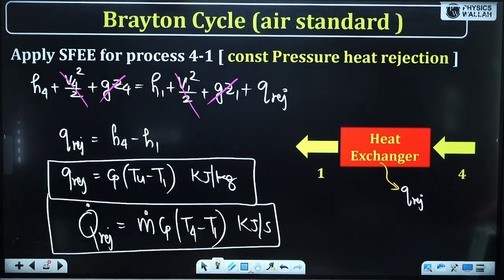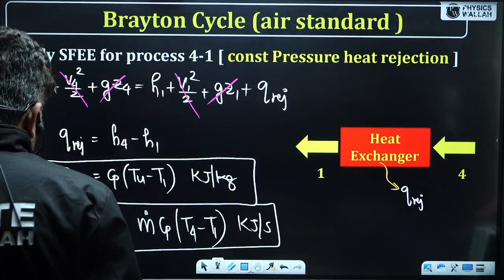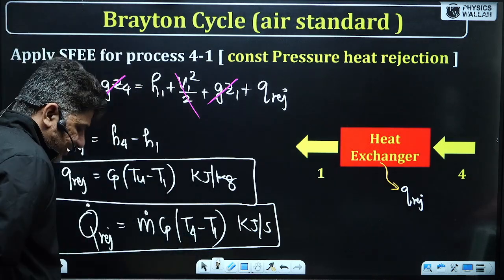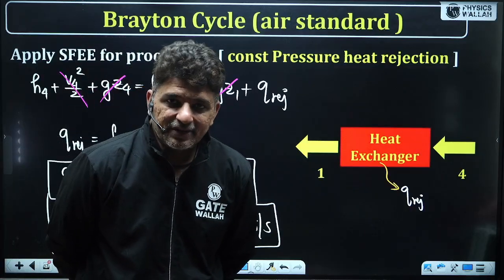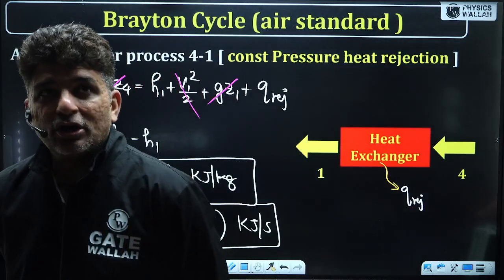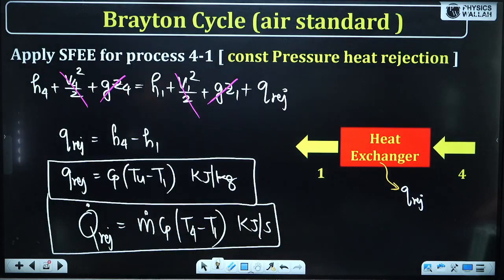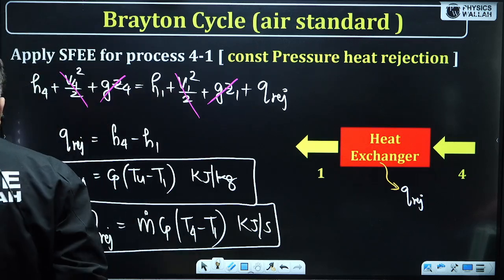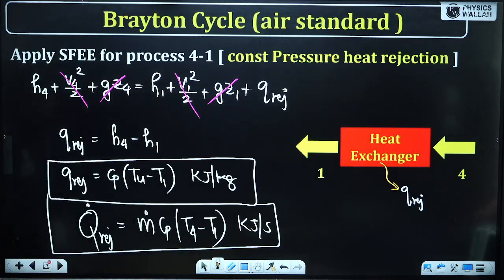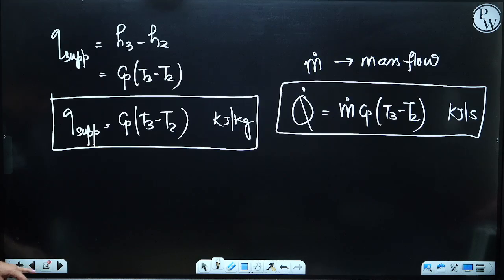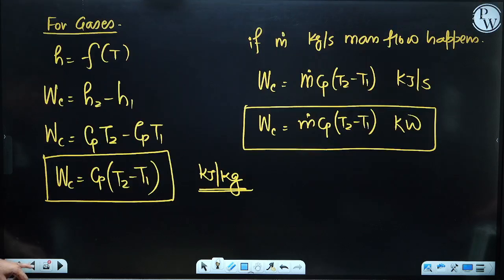I hope everybody has understood how we have calculated the heat supplied, heat rejected, work in compressor and work in turbine. All the four processes are clear. I am sure everybody must have understood it. Now you see that there are two more relations, or in fact three more things that we need to see over here. So the first thing that we are going to see is in the compressor.